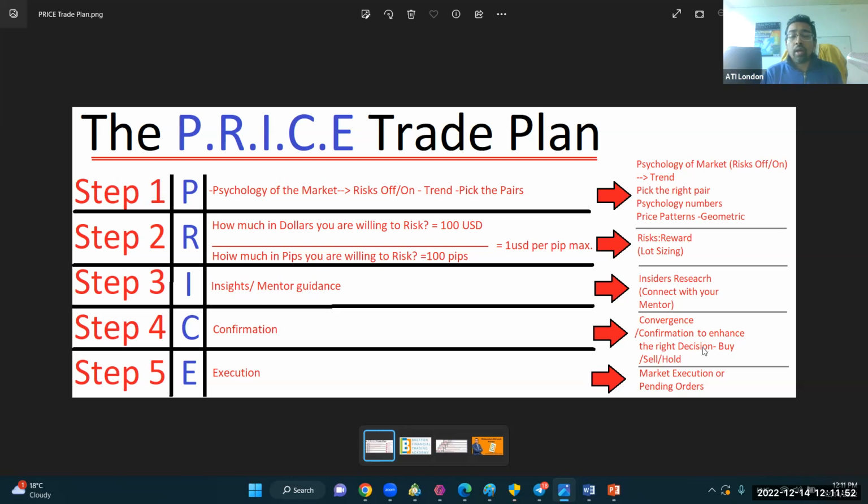So this is where it would actually help you, if you do go through the PRICE trade plan, to be more focused, patient and disciplined. This is the reason why I'm sharing my PRICE trade plan with all the traders out there. This is something that would help you a lot.